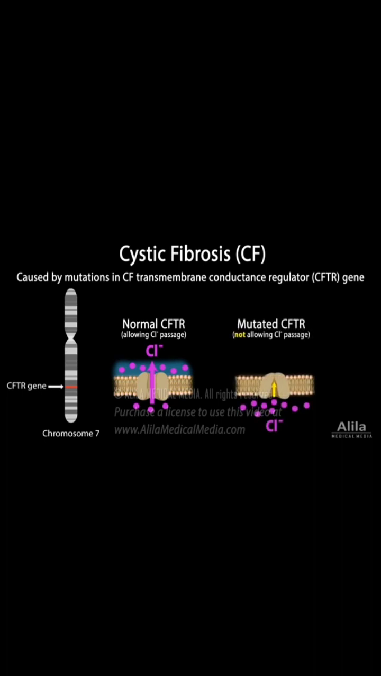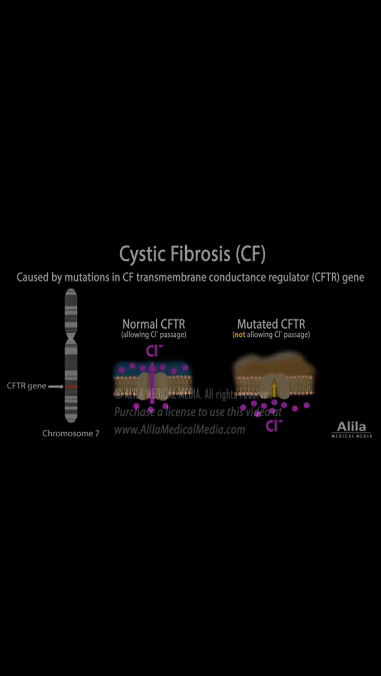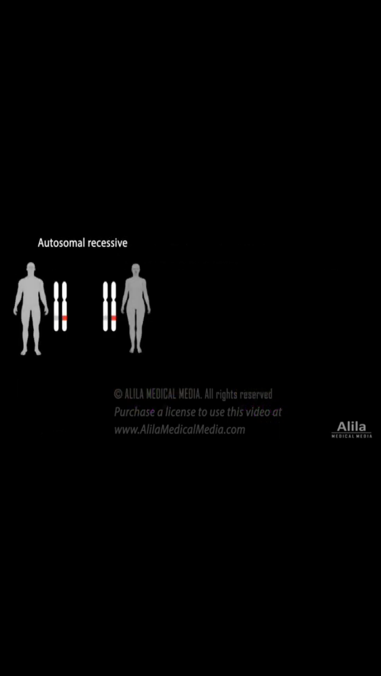Mutations in CFTR lead to production of thicker mucus in various organs, causing obstruction and other problems. CF patients also have saltier sweat. Cystic fibrosis is inherited in an autosomal recessive manner. It occurs when a child inherits one mutation of the CFTR gene from each parent. The parents typically do not have the disease but are carriers. They carry one mutated gene and one normal gene.